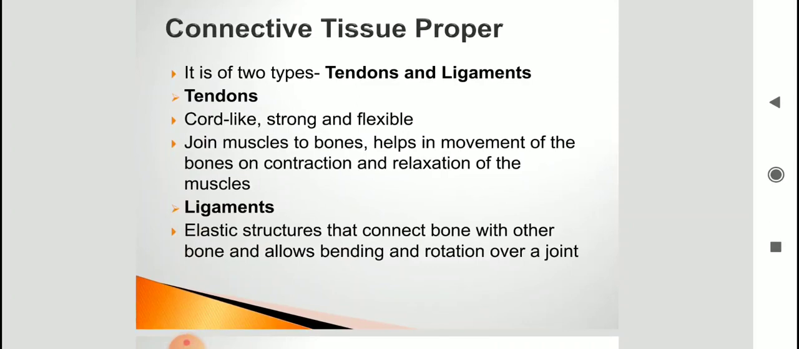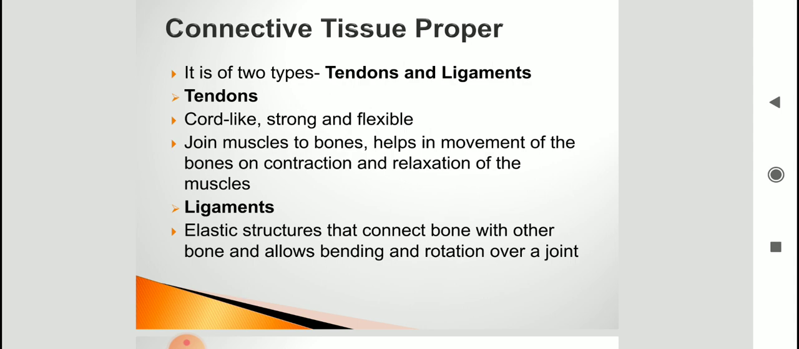Now tendons. What do they do? They join our muscles to the bones, and in this way they help in the movement of the bones. They are very strong and flexible. They are cord-like, and their main function is to join the muscles with the bones. When the muscles and bones are together, then only through the contraction and relaxation of the muscles are we able to show movement.